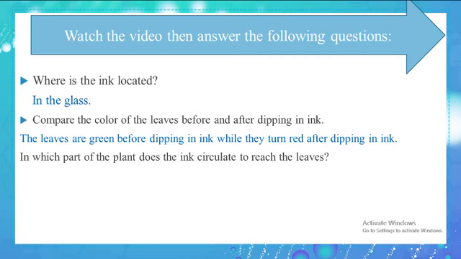In which part of the plant does the ink circulate to reach the leaves? We said before that a plant is composed of 4 parts: the stem, the roots, the leaves, and the flower. Which of these parts allow the passage of the ink? What do you think? In the stem.